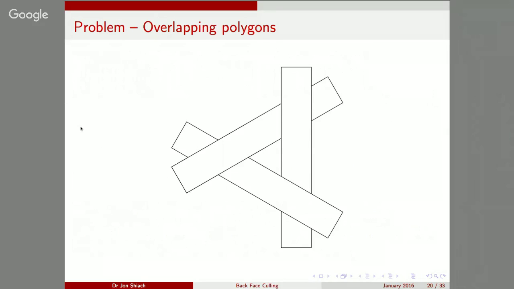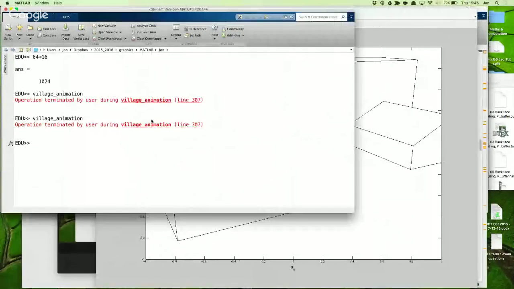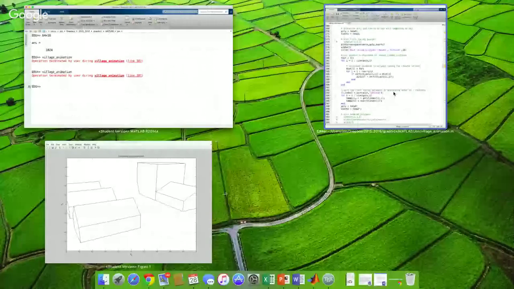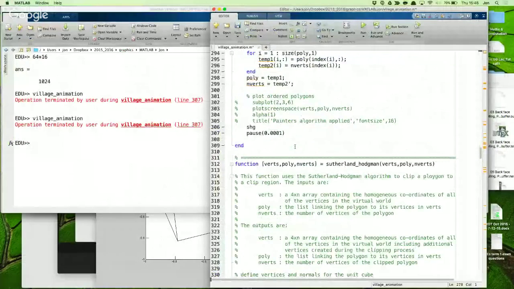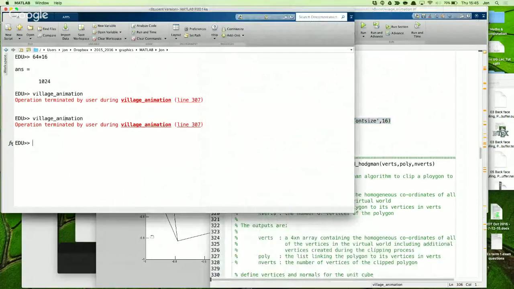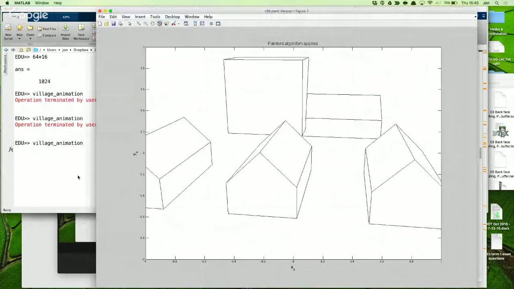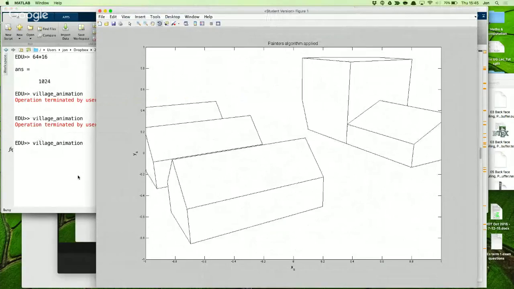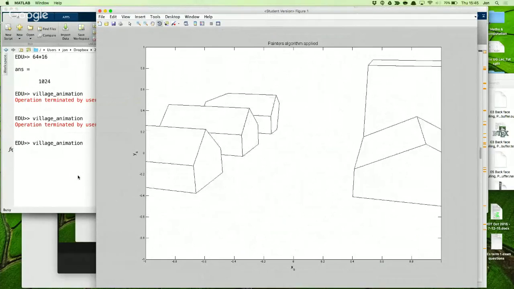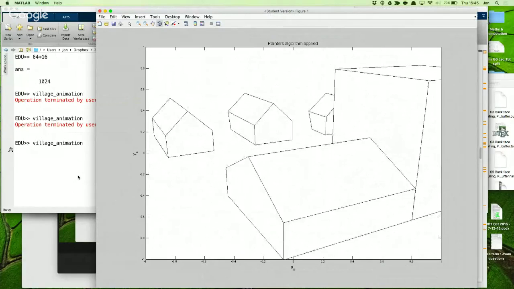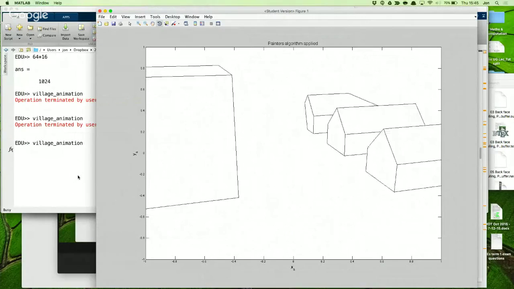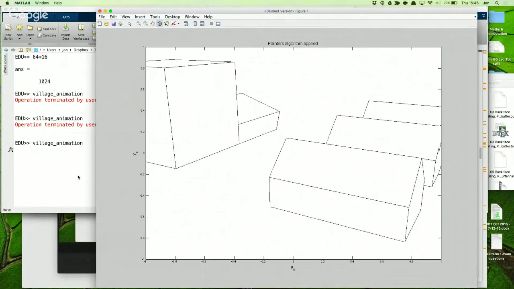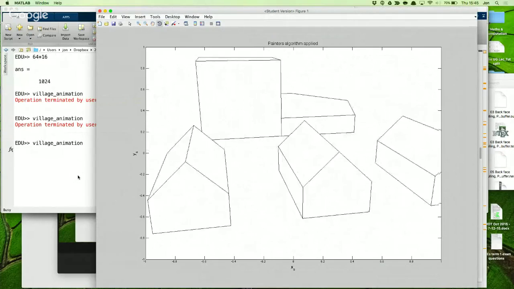Okay, I just want to show you, if I go back to my village code. Just pretend you haven't seen all that. Okay, so now that's the same thing. We've got the back face culling applied, and we've also got painter's. So as you can see, you're flying around your village, and it's done it in the order which it should do.